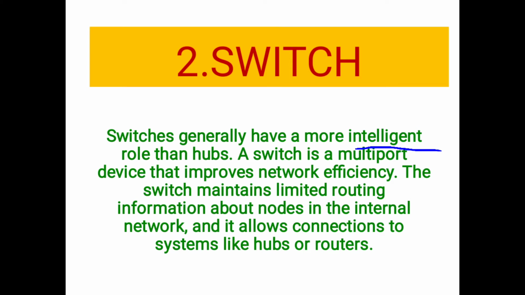How is it intelligent? In the sense that if computer number 1 is sending and computer number 3 is supposed to receive the signal, the computer in between will not be supposed to receive it. It will directly send to 3 only. Otherwise the look of the hub and switch is the same. When I show the diagram, you will get a better idea.